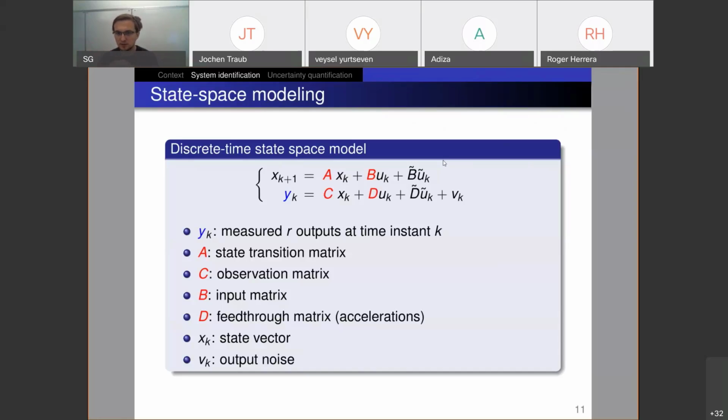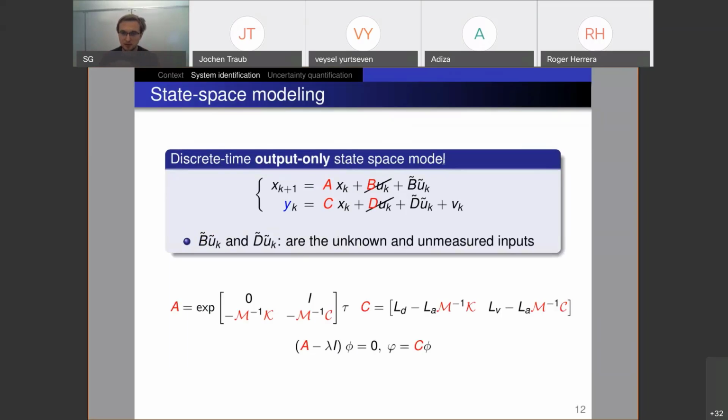And similar to the state equation, the matrices D and U relate to the unmeasured inputs, and V is the output noise. So this discrete time state space model is in a general setting. We have both inputs, unmeasured inputs, noise, and outputs. In operational modal analysis context, we don't have measured inputs.